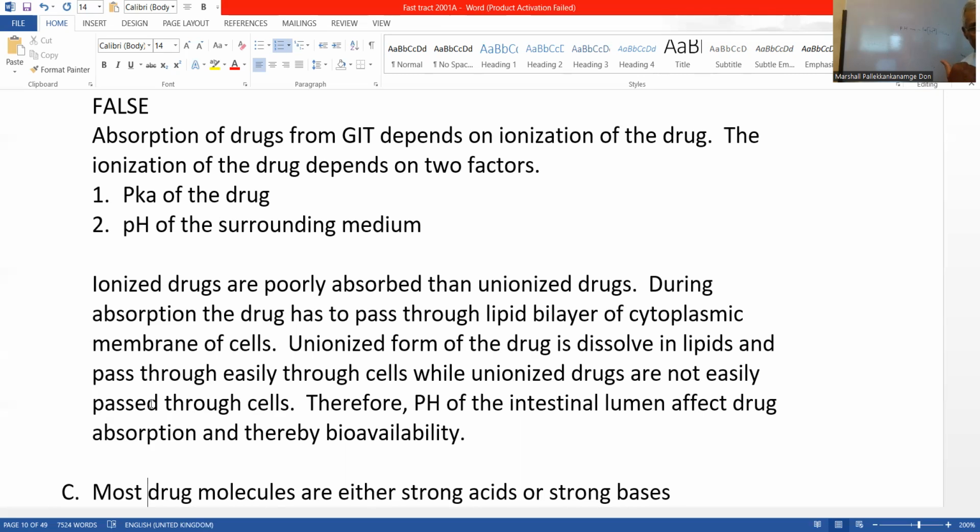The unionized form of the drug, the lipid-dissolving part, is what passes through the cells into the body. Right? Ionization depends on the pH. We will come to that.